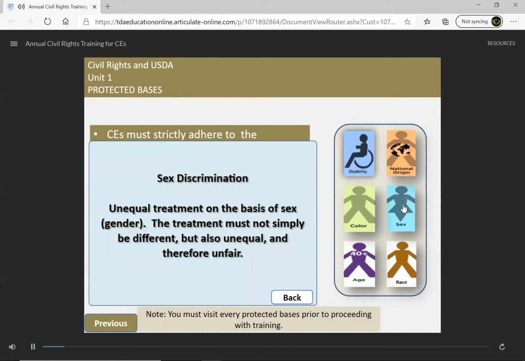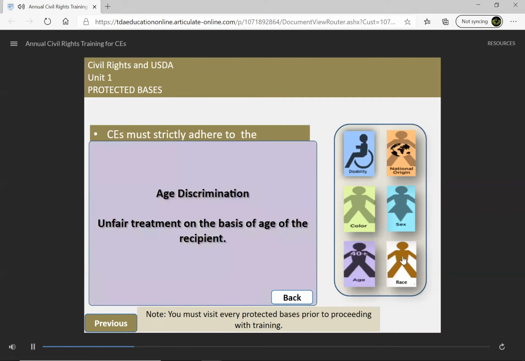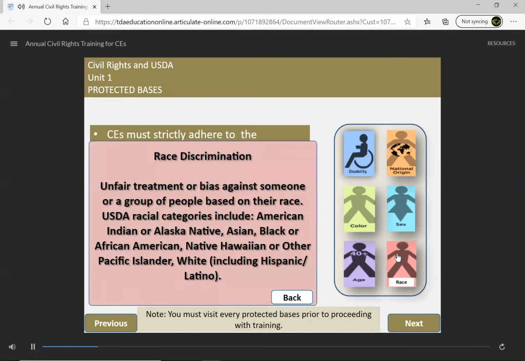Sex. Sex discrimination is the unequal treatment on the basis of sex, gender. The treatment must not simply be different, but also unequal, and therefore unfair. Age. Age discrimination is the unfair treatment on the basis of age of the recipient. Race. Race discrimination is the unfair treatment or bias against someone or a group of people based on their race. USDA racial categories include American Indian or Alaska Native, Asian, Black or African American, Native Hawaiian or other Pacific Islander, white, including Hispanic/Latino.